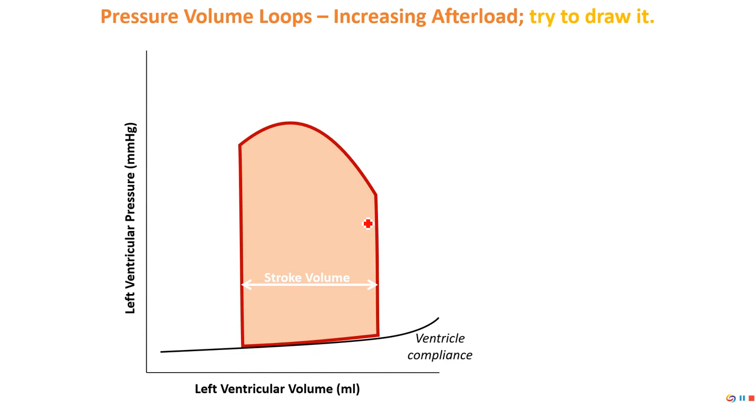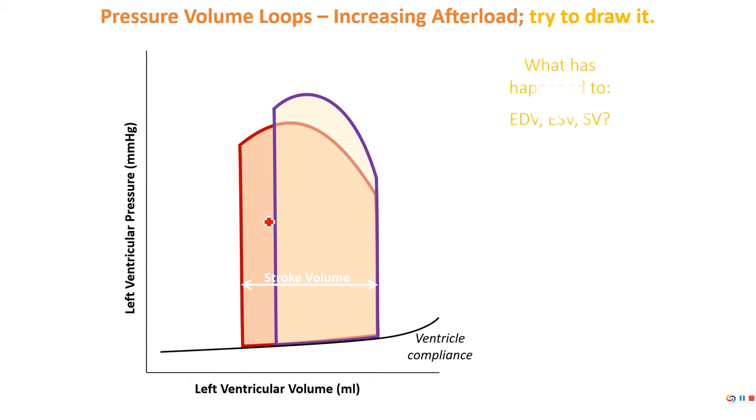So what's going to happen to this curve if I increase afterload? Well, remember, it doesn't really do anything to end diastolic volume. This is only going to affect end systolic volume, or how much blood's leaving the heart. So if I increase afterload, less blood's getting out of my heart, so there's going to be more left in it at the end of contraction. So end diastolic volume stays the same, and end systolic volume increases. As a result, I have decreased stroke volume.